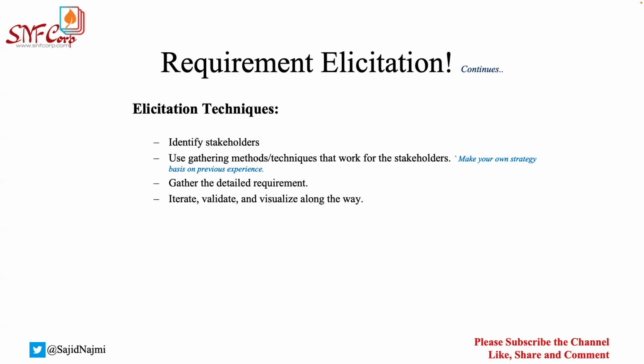Once you have identified the stakeholders and you know what techniques you are going to use, you have to capture the detailed requirements, which is the key. Then, as I said, you have to iterate, validate, and visualize along the way. What does it mean? It means you have captured something, so go and review with the team and review with the business. Try to come up with more insights and more details. If you can add some prototypes, diagrams, or images so that the business can understand more, they can see that it is going to look this way. Then the business will try to clear their doubts and give you more details. So this will help you.